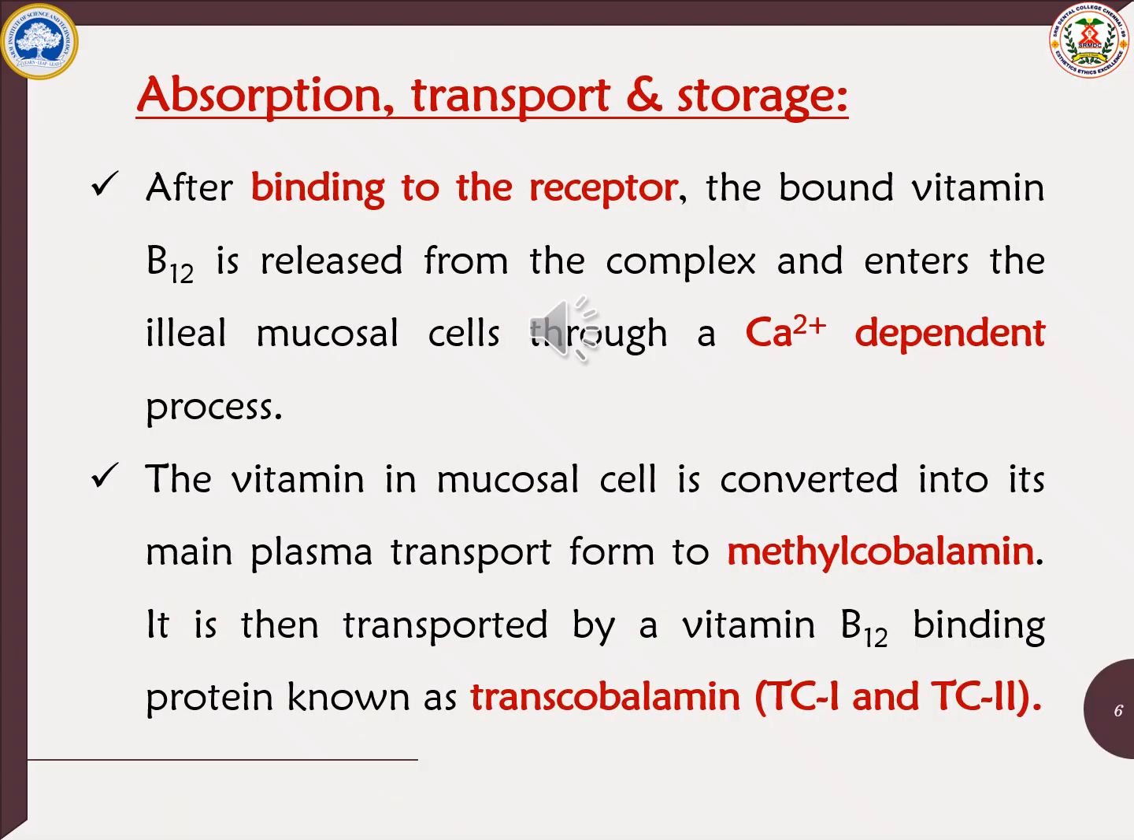After binding to the receptor, vitamin B12 is released from the intrinsic factor B12 complex and enters the mucosal cells of the ileum through a calcium dependent process. In the mucosal cell, it gets activated when a methyl group gets attached to the cobalt atom of the cobalamin to form methylcobalamin. Lastly, the methylcobalamin is transported in the blood circulation as transcobalamin 1 and transcobalamin 2, indicated as TC1 and TC2.